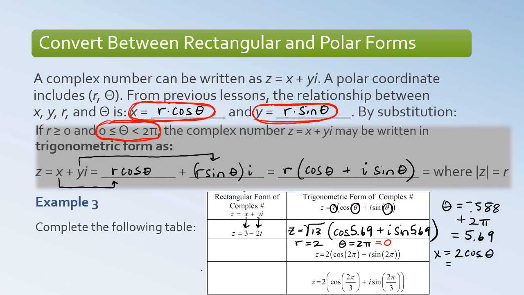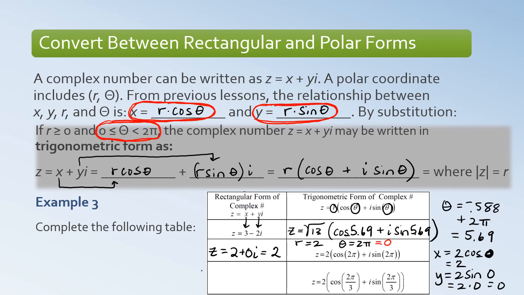And the cosine of 0, that should be a 0, not a theta. The cosine of 0 is 1, and 2 times 1 is 2. And for my y value, 2 times the sine of 0 is 0, and so I get a y value of 0. So in rectangular form, z equals 2 times the cosine of 2 pi plus i times the sine of 2 pi turns into z equals 2 plus 0i, which I'm going to say is just 2.